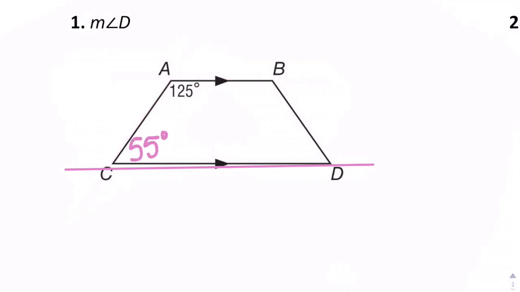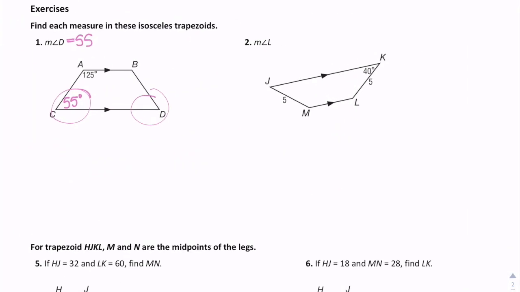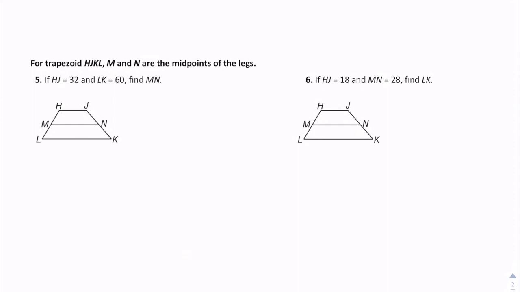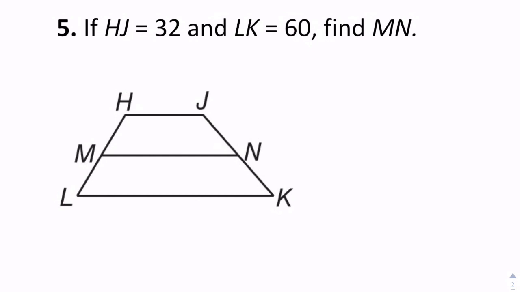And another thing that we know about trapezoids is that the base angles are congruent, so that also must be 55. Okay, you're going to do something very similar for number 2. Number 5, well, we skipped 3 and 4. It's all right. Number 5, if HJ is 32 and LK is 60, find MN.